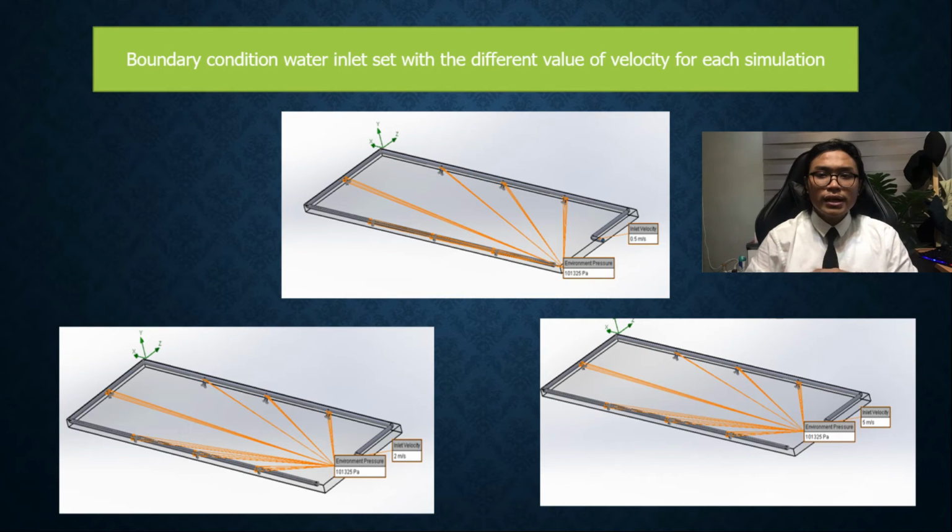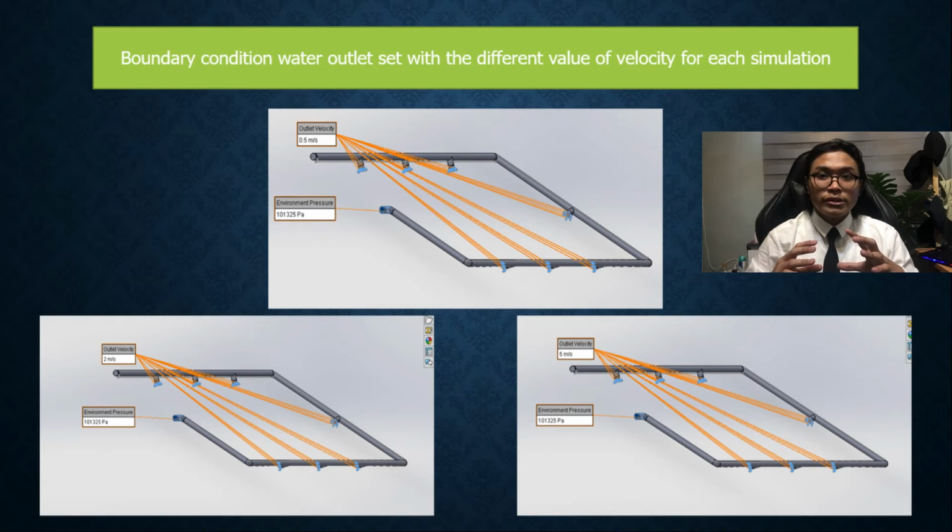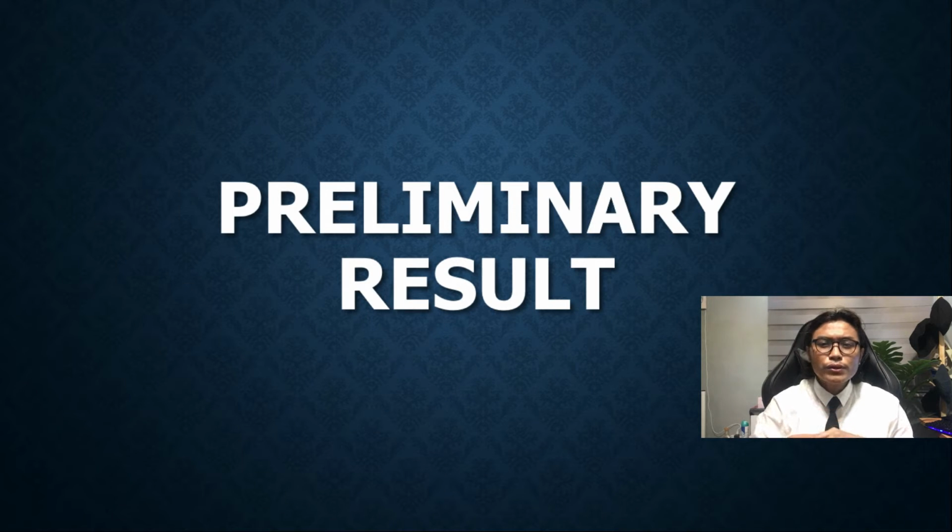So for the last slide for this chapter, the regular parameter of the boundary condition water inlet is set with a different value of velocity for each simulation, and the boundary condition water outlet is set with a different value of velocity for each simulation. Okay, we go to the next chapter, which is preliminary result.